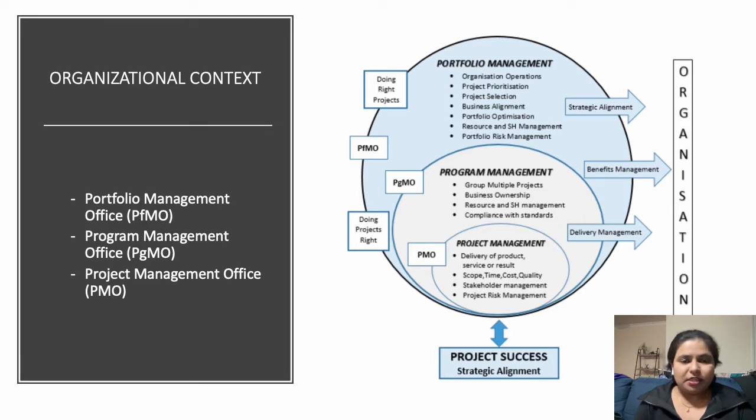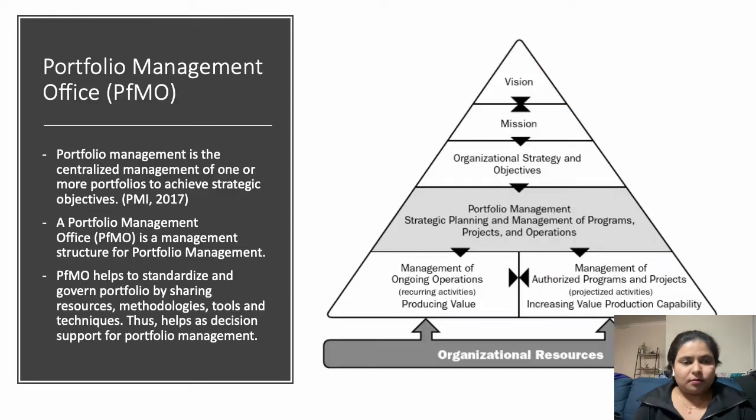As we can see in this figure, Portfolio Management Office is in strategic alignment, Program Management is in benefits management, and Project Management is in delivery management. All together, these three will help our project success.